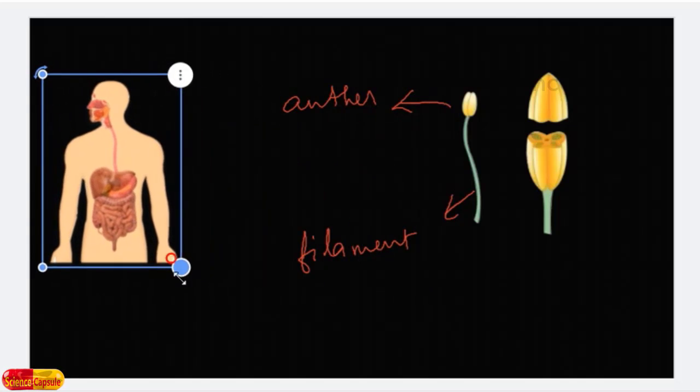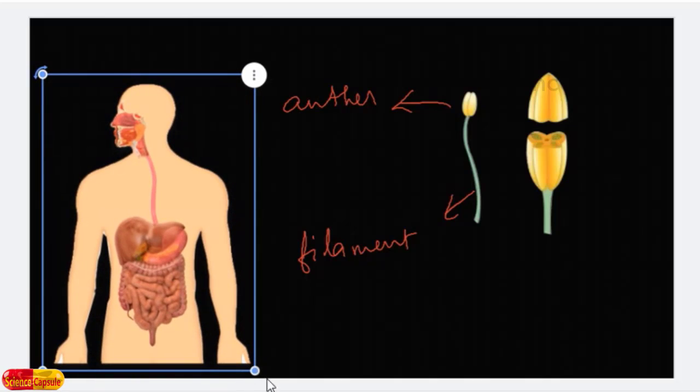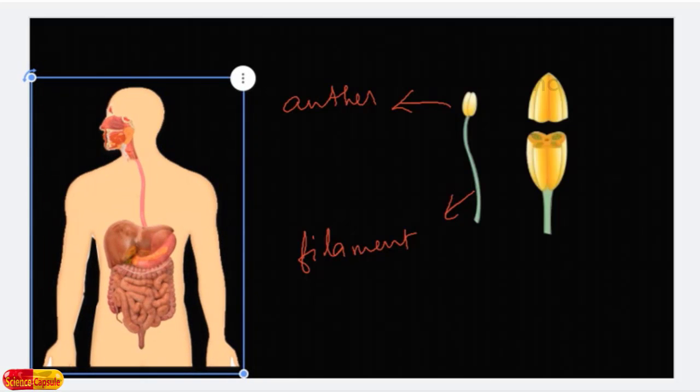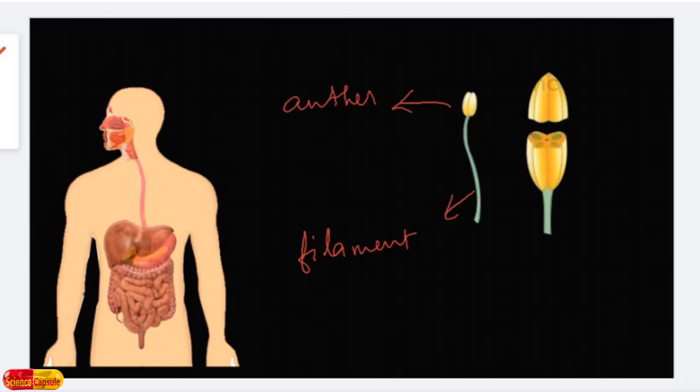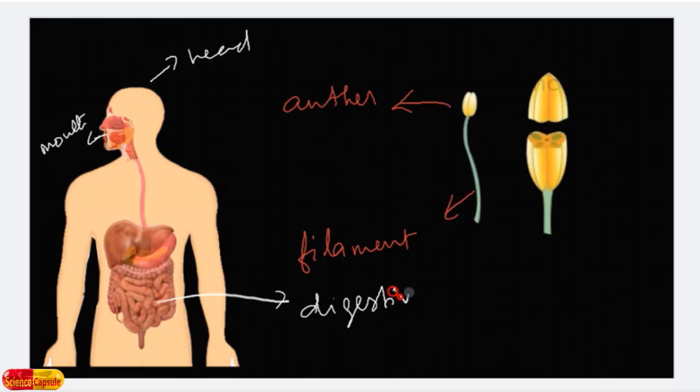Here the size of the pictures can be increased. See here, by dragging the point at any of the corners you can increase the size, and if you want to rotate, this is the rotating handle available here. So this is how we can use the pictures, and if you want to highlight some of the important points, that can be highlighted. See here, this is mouth, this is head, right? So here we can write it as digestive system. By using pictures we can make our teaching learning process very effective. So this is how we can use images.